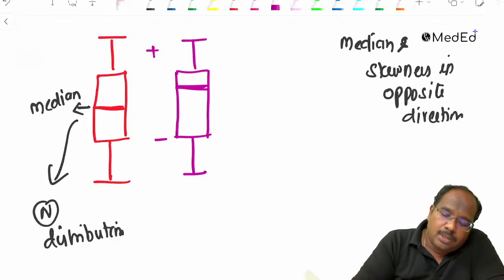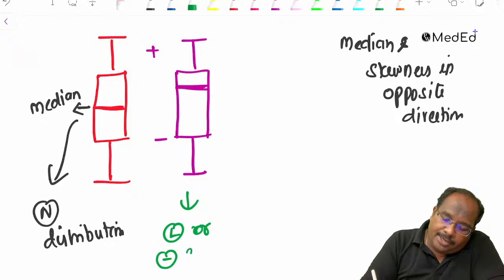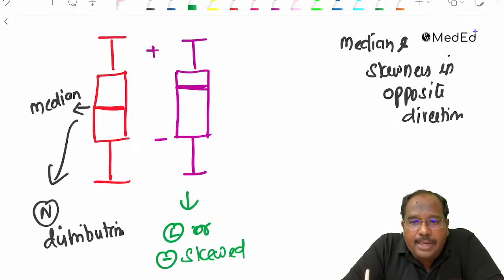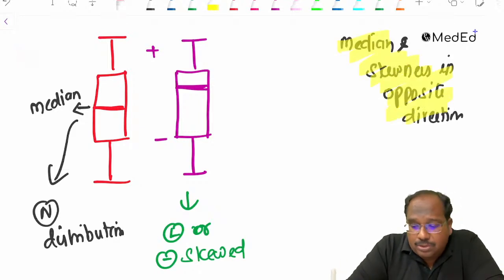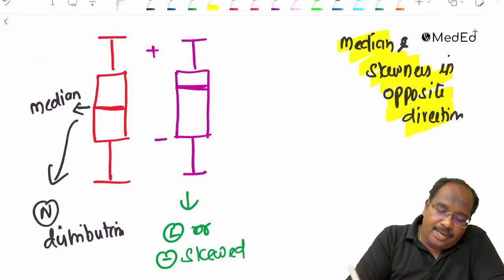What does it mean? That means you can say this is left or negatively skewed, because the tail, the skewness, is on the opposite side. So the median and skewness will be in opposite directions. As a dictum, I want you to remember this. To answer this question, this is how we can go.